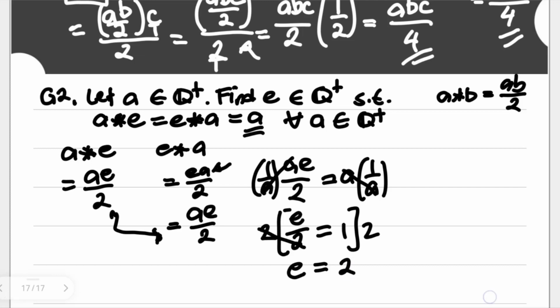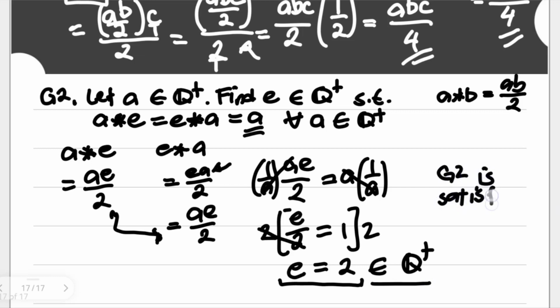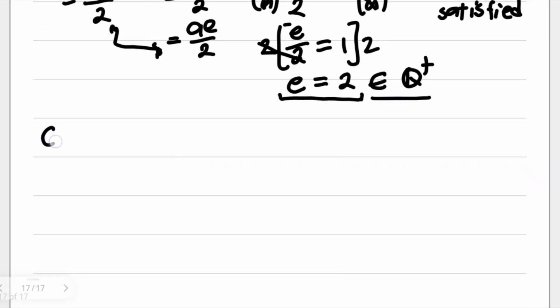Now, is 2 an element of Q plus? Take note that Q plus is the set of positive rational numbers and 2 is a rational number. Hence, we have established a certain identity element, and the identity element for this situation is 2. And since it's an element of Q plus, we have satisfied G2. Because what we would like is to find a certain value for E that is still part of the same set. We did this algebraically because we have a situation equating to A. That's for G2. Let's proceed to the last condition, which is G3.